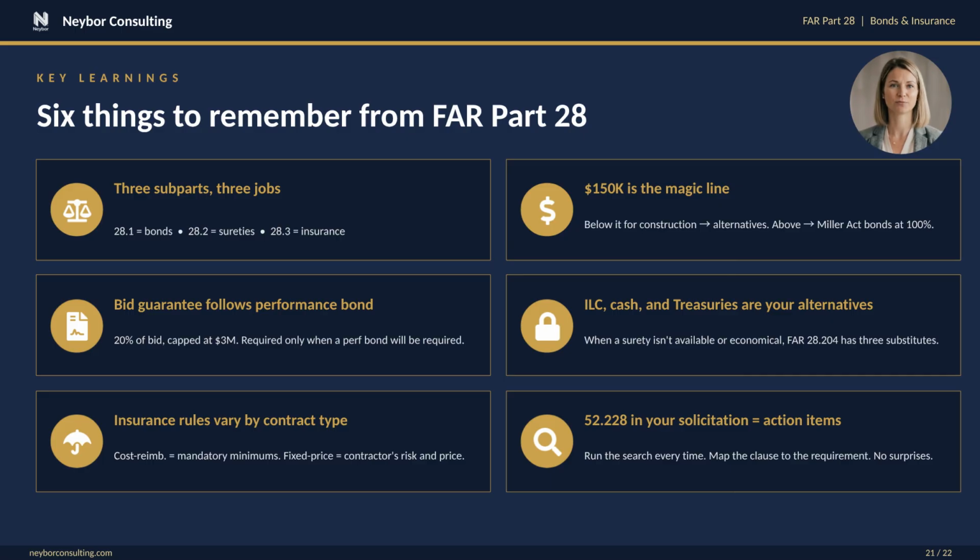5. Insurance rules diverge sharply by contract type. Cost reimbursement contracts have mandatory minimum coverages because the government pays the premium. Fixed price contracts leave coverage decisions to you and the market. 6. Your in-solicitation cheat code is a text search for 52.228. Map every clause to a requirement, and you'll never be surprised at award. Memorize these 6, and you will be ahead of 90% of contractors when it comes to Part 28.